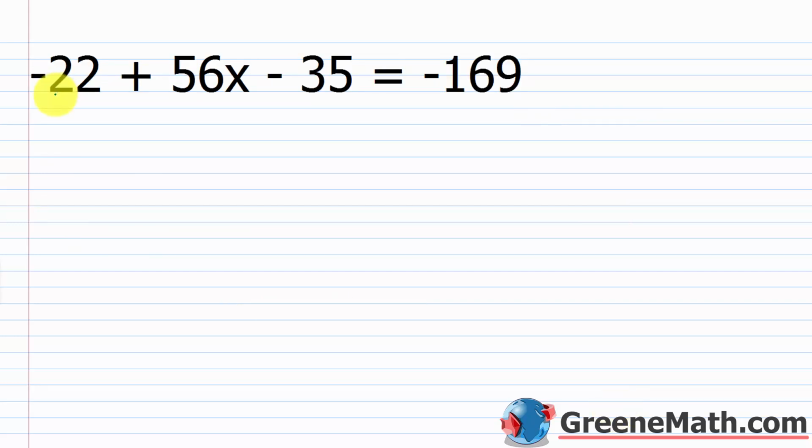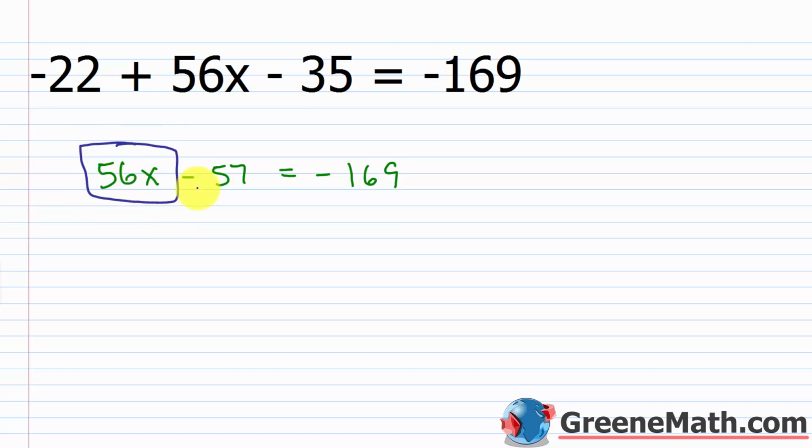So we have negative 22 plus 56x minus 35 is equal to negative 169. So again, I can simplify on the left here. Negative 22 minus 35 is negative 57. So I would have 56x minus 57 is equal to negative 169. So before I do anything here, I want to realize that I want to isolate the variable term before I isolate the variable itself. It just makes things easier.